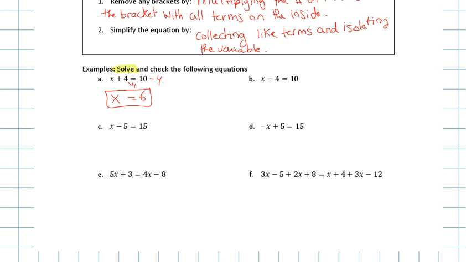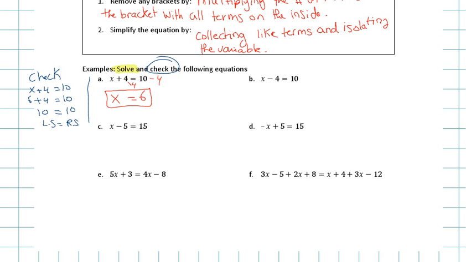Now we're going to check our solution because the second part of your equation says check the following. Checking your answer means x equals 6, correct? So I'm going to replace x with its value, which is 6, and see if the left side is equal to the right side. So 6 plus 4? 10. So 10 equals 10. That means my left side equals my right side. So that's a good solution.